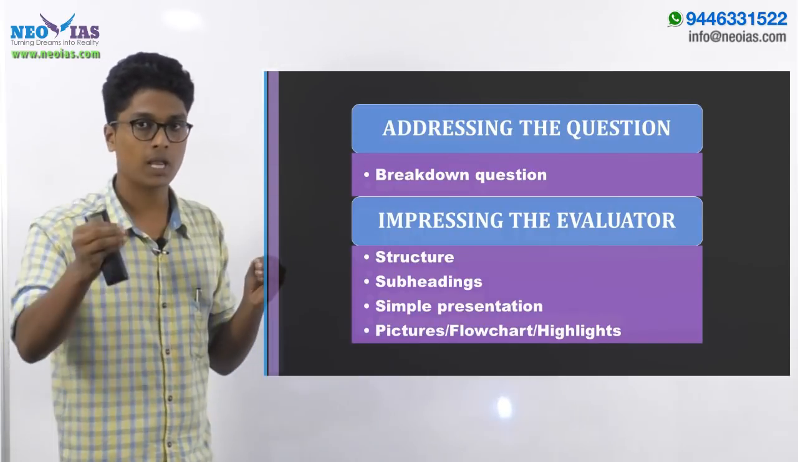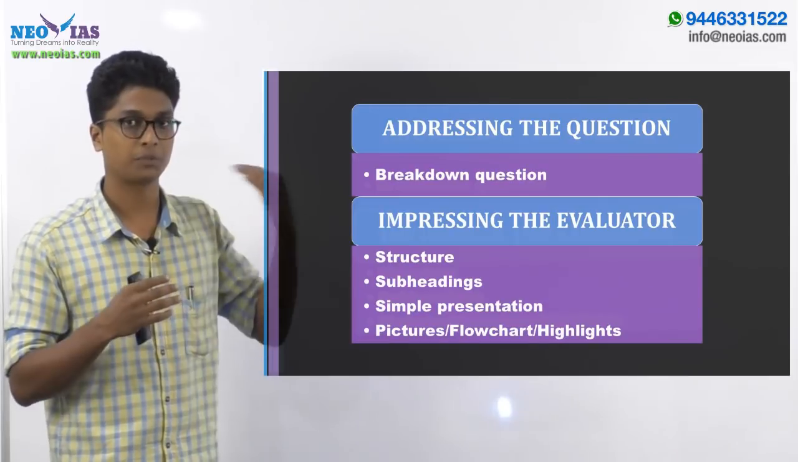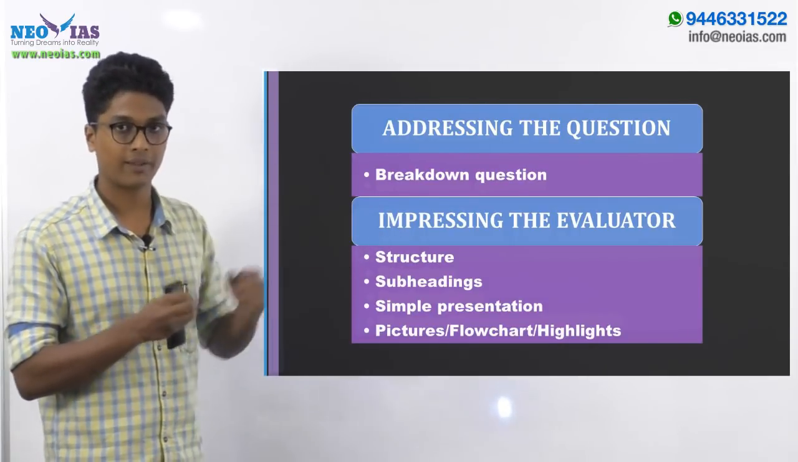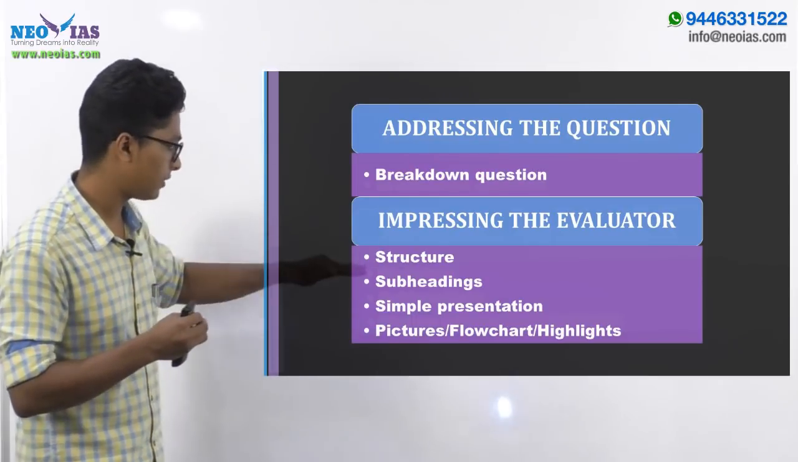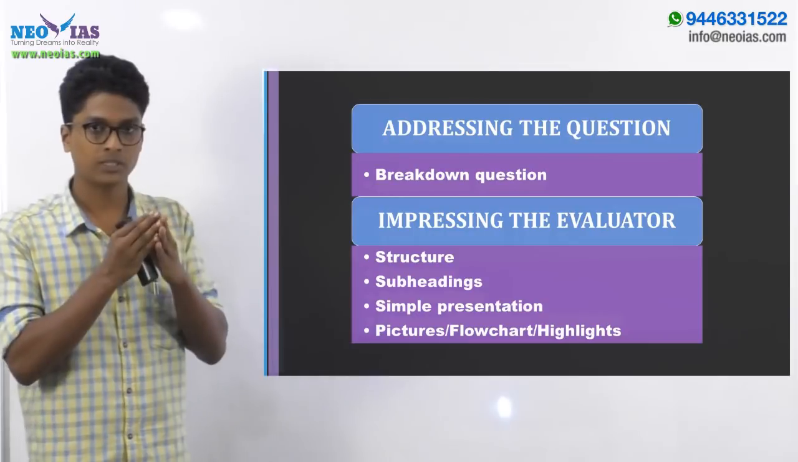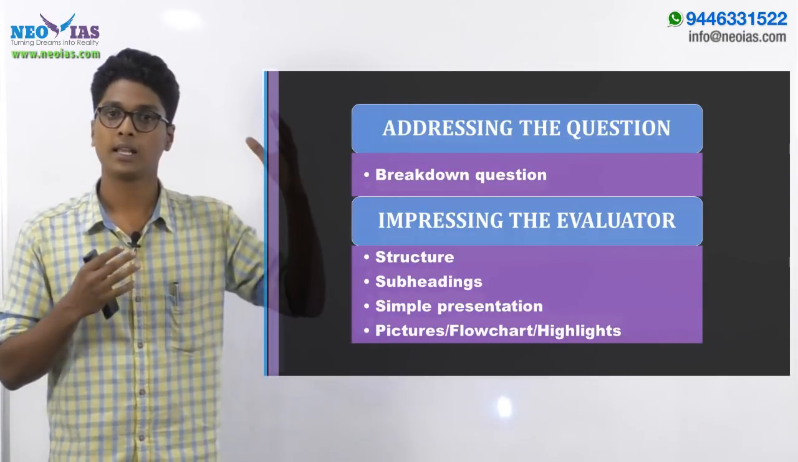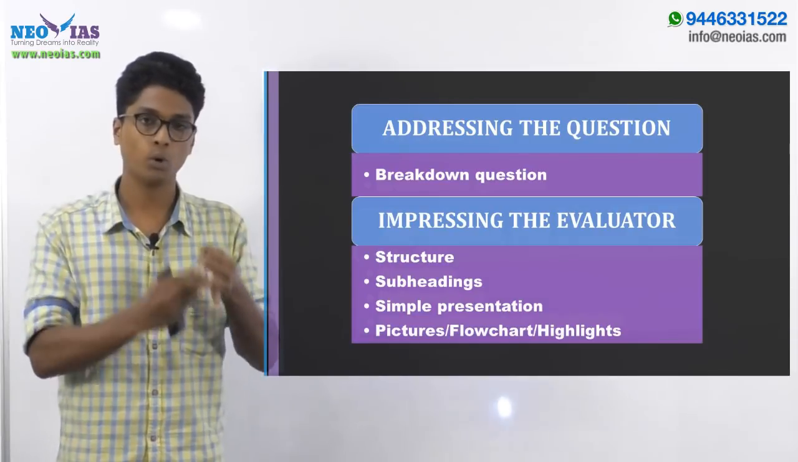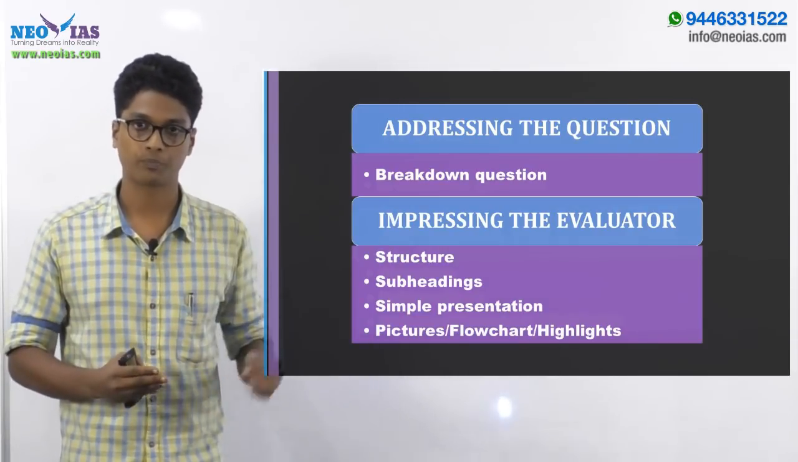So 2 to 3 marks will be given based on the subjectiveness, and this is where it is important to impress the evaluator. So first of all, we'll start with structure. How to structure an answer properly. In a general way, you can structure an answer into 3 parts: introduction, body part, as well as conclusion.